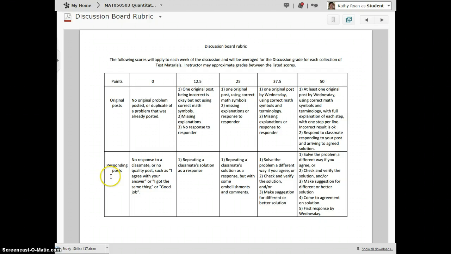You also need to respond. Repeating their classmate's solution or just saying, I got the same thing or good job, 0 points. It doesn't count. It's not a valid response. It's nice, but it's not a valid response. What we need you to do is solve the problem a different way or check and verify the solution. This is really key when we're solving an equation.